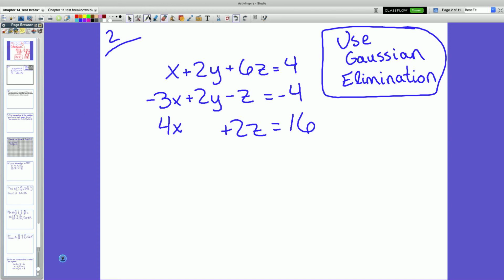So here we go. Let's try this again. Sorry, technical issues. All right, so this one says use Gaussian elimination to solve the system of equations.